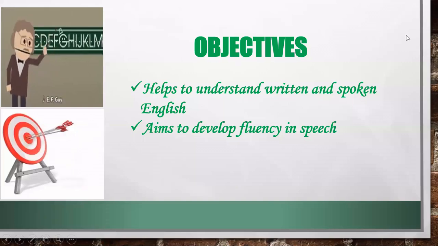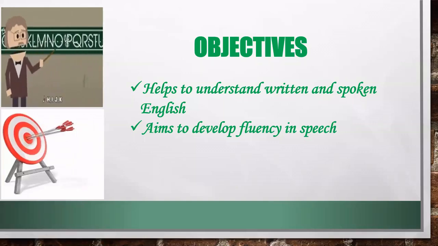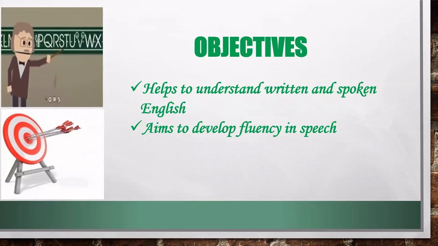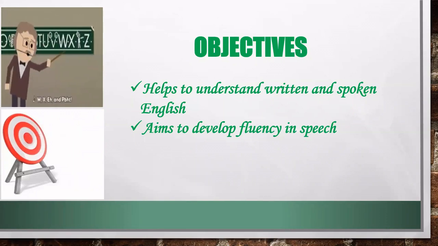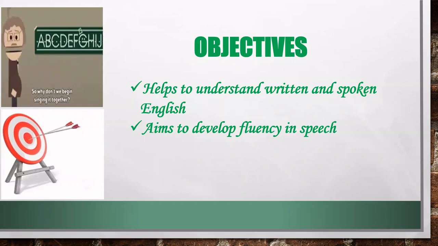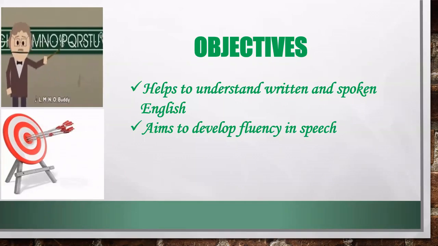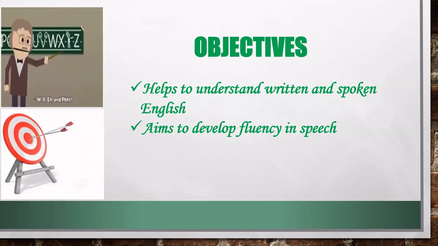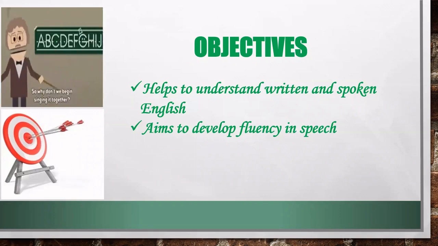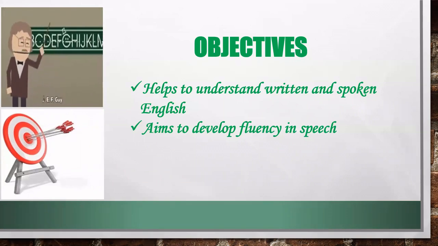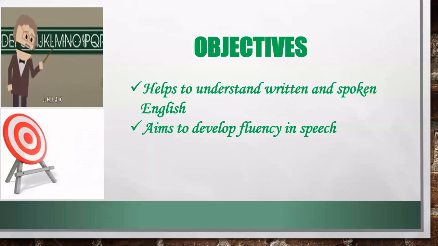Now let's observe the objectives of the direct method of teaching English. At first, it helps to understand written and spoken English. The learner develops the ability to understand spoken English without translating it into his mother tongue. A direct association is established between the word, a linguistic symbol, and the thing symbolized by it.